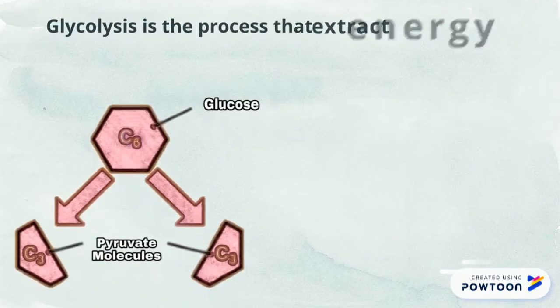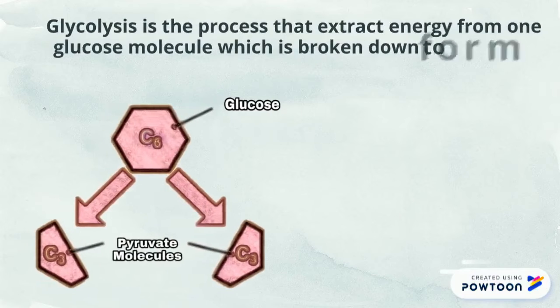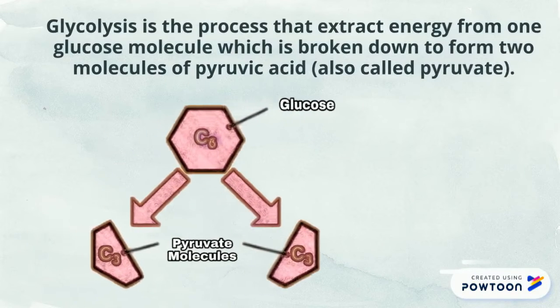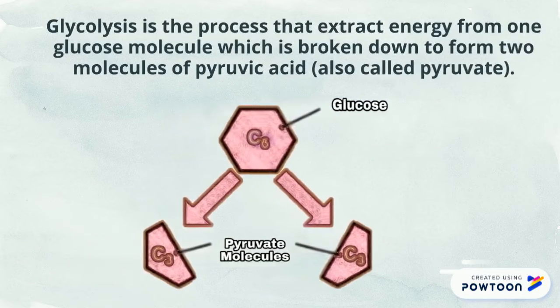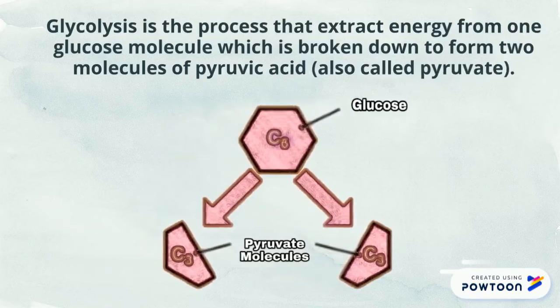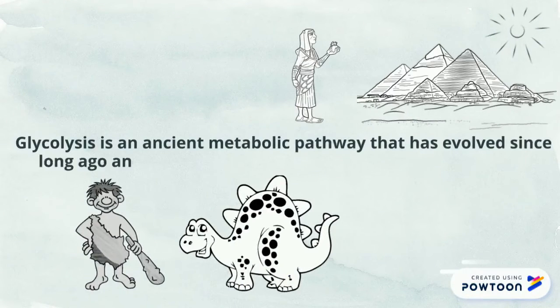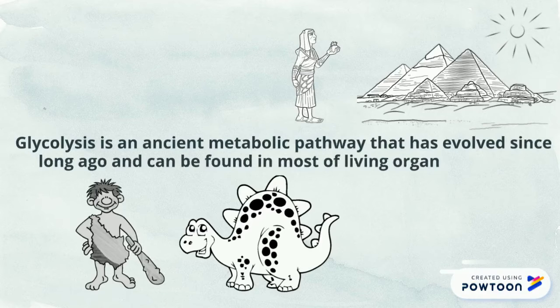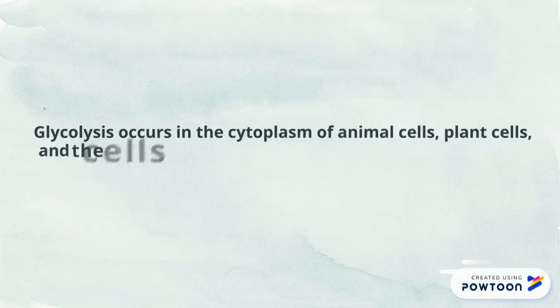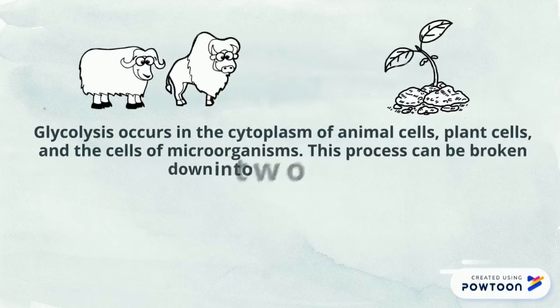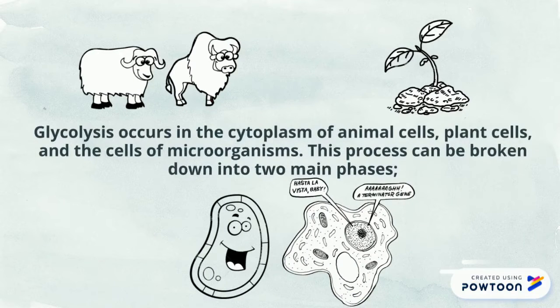Glycolysis is the process that extracts energy from one glucose molecule, which is broken down to form 2 molecules of pyruvic acid, also called pyruvate. Glycolysis is an ancient metabolic pathway that has evolved since long ago and can be found in most living organisms today. Glycolysis occurs in the cytoplasm of animal cells, plant cells, and the cells of microorganisms. This process can be broken down into 2 main phases.